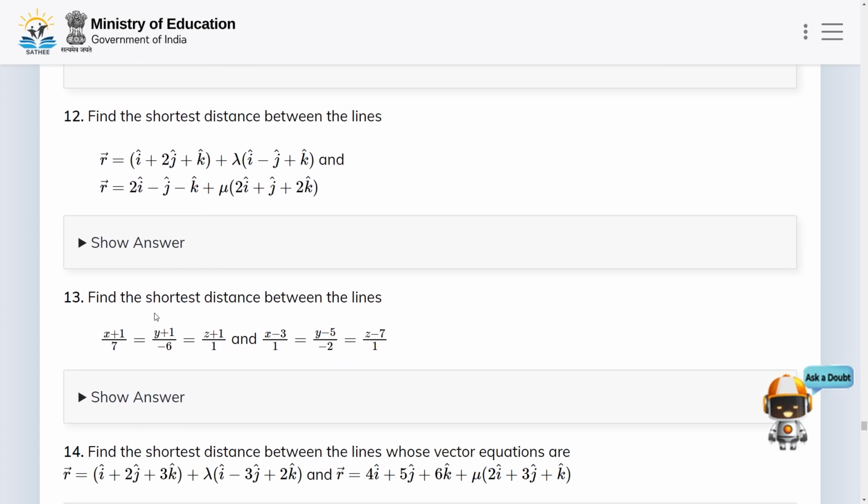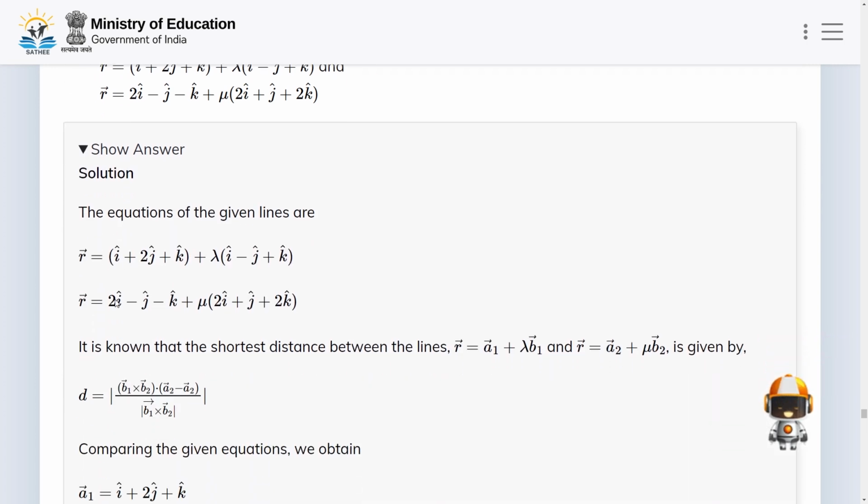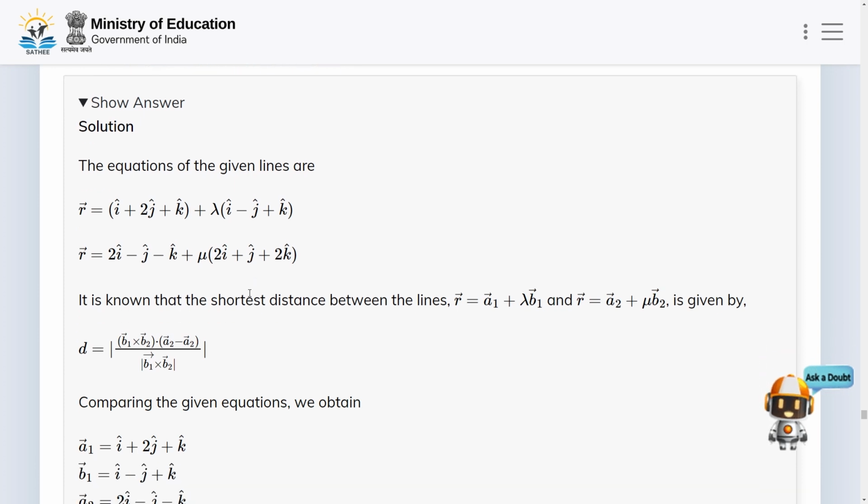Okay, now 12th problem. Find the shortest distance between the lines. You have to find the shortest distance. So very easy. Now, two lines are given, this and this one. You know the shortest distance between the lines if your line is given in this form, given by this expression: the cross product of B1 and B2, then we have to use the dot product with A2 minus A1, then divided by the magnitude of the cross product of B1 and B2, and then apply the modulus sign. You will get your shortest distance between these two lines.